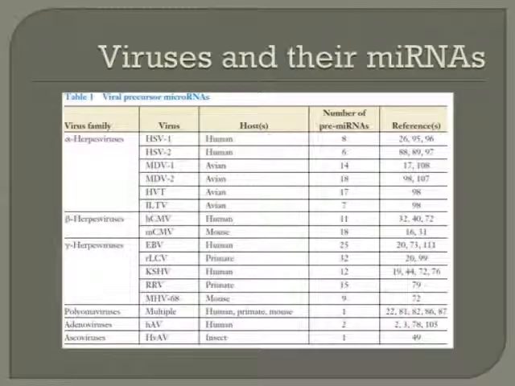This table shows a few important virus families and the host which they infect, and the number of microRNAs that have been discovered in each of these viruses are also shown. It's not important to know this table. It's just for your reference.